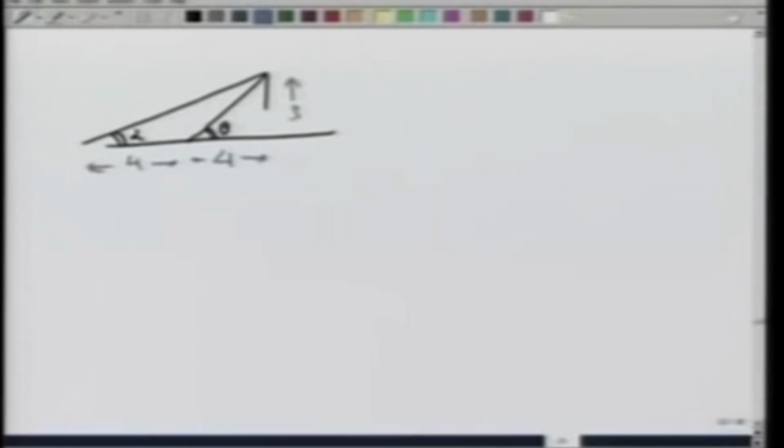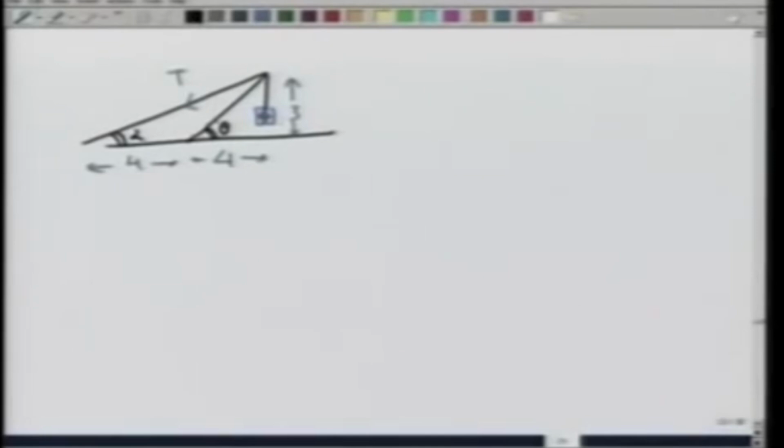So, what we have, the situation schematically is theta, alpha, 4 meters, 4 meters, 3 meters, W here, tension T here.